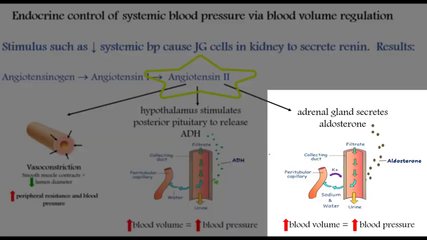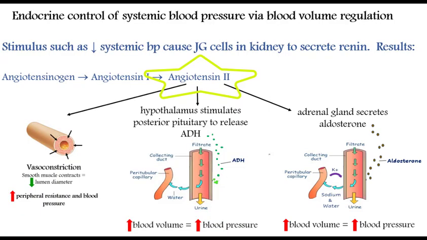And angiotensin II causes aldosterone release, which results in the kidneys reabsorbing more sodium and water, which also increases blood volume. So, ADH and aldosterone decrease urine output, but increase blood volume and therefore blood pressure.